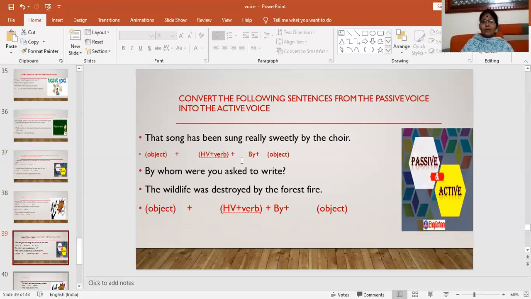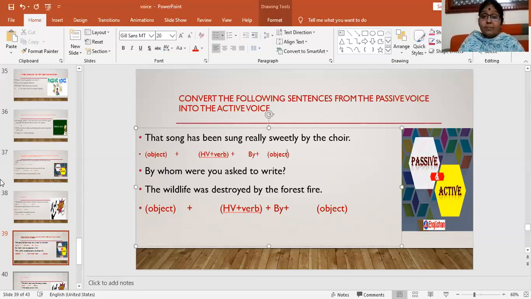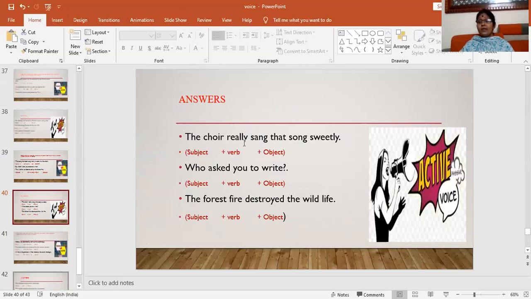Now this is our object, right? Now I have made a mistake. So just the thing is, this is our subject. Now our subject should come here and our object should go there. Now make the necessary changes, remove the agent by. Let us check with the answer. The choir really sang that song sweetly, right?